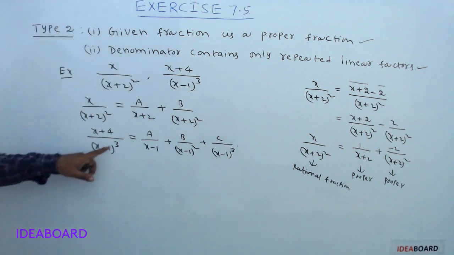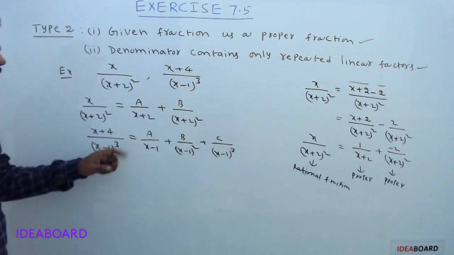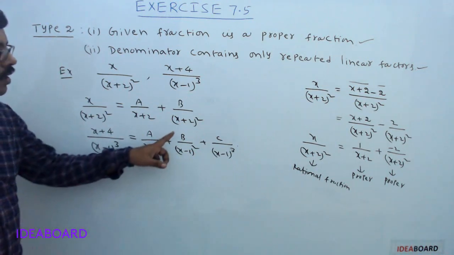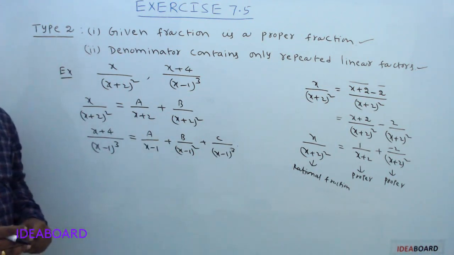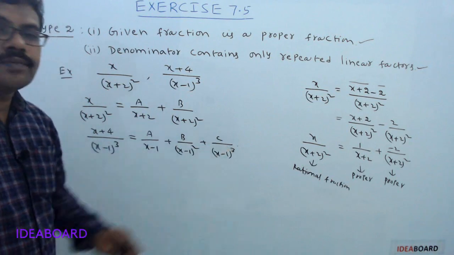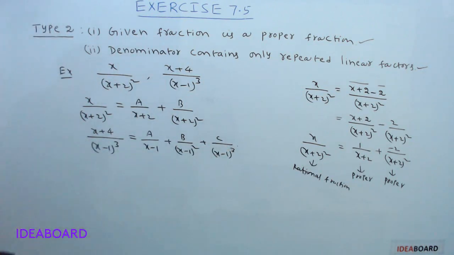(x + 4)/(x − 1)³ equals a/(x − 1) + b/(x − 1)² + c/(x − 1)³. Now see one more example.